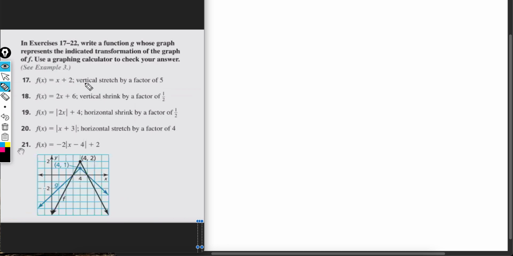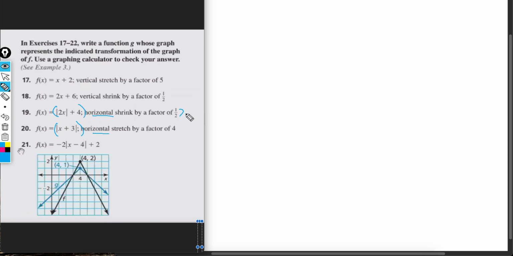One last time, a vertical stretch. Let me use pink. Vertical stretch. The moment you hear vertical, don't even think stretch or shrink. Just do this automatically. Oh, it's a 5? Okay, boom. 5 times x, 5 times 2, and that's the answer. This one, oh, it's 1/2? Okay, perfect. When you hear horizontal, we'll use a different color. When you hear horizontal, you flip these numbers.